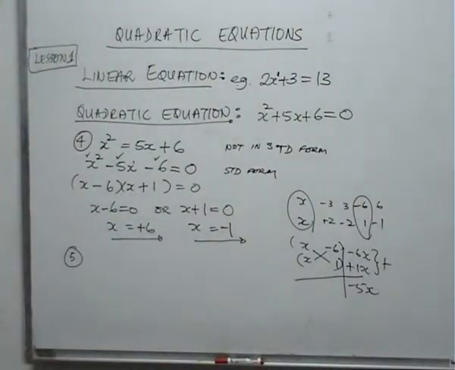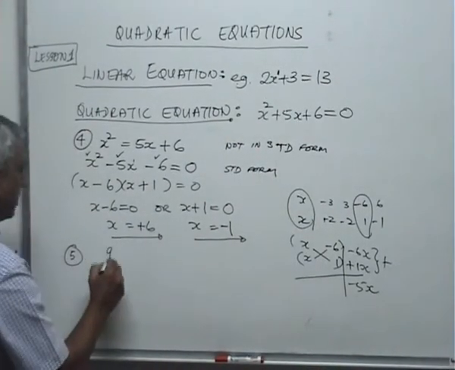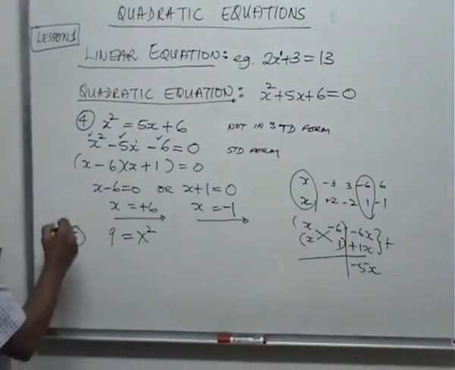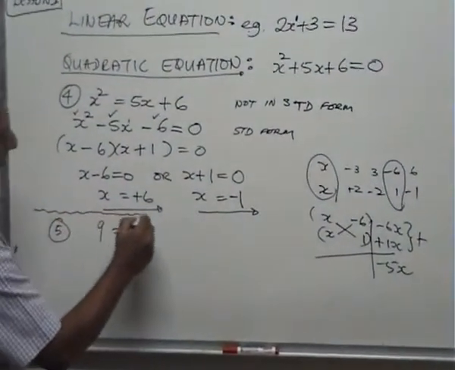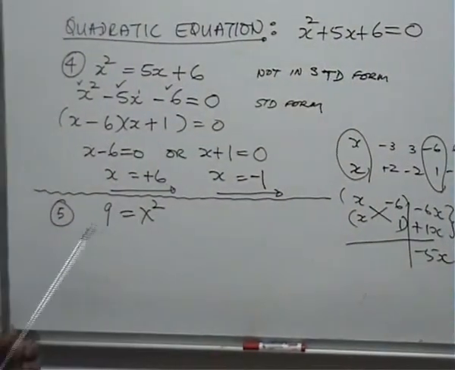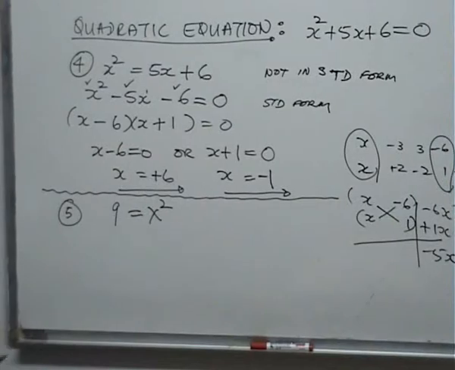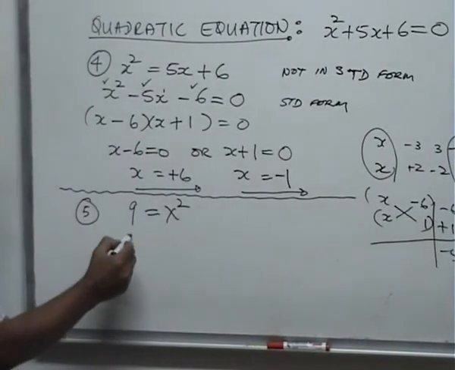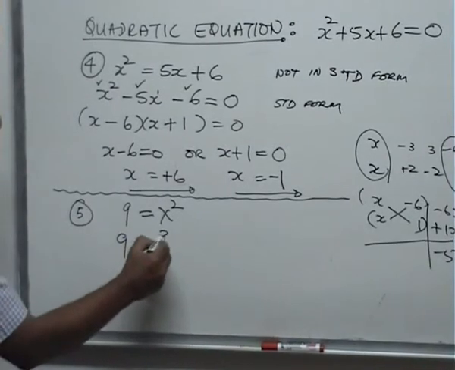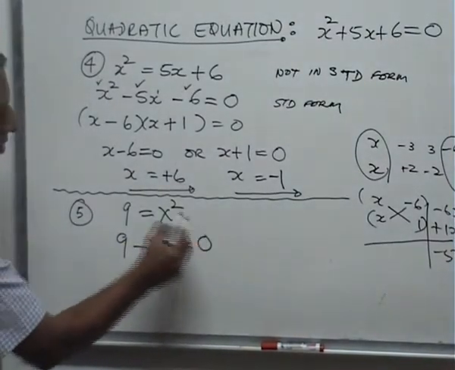In number 5, we've got 9 is equal to x squared. That's number 5. 9 is equal to x squared. Now it's not in standard form. So, there's my 9. I bring the x squared on this side, it will become minus x squared is equal to 0.